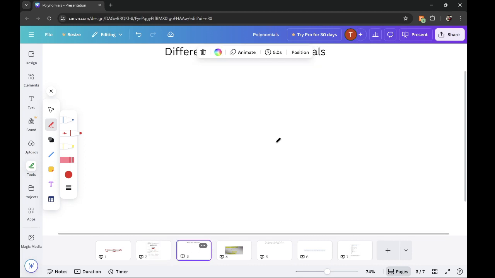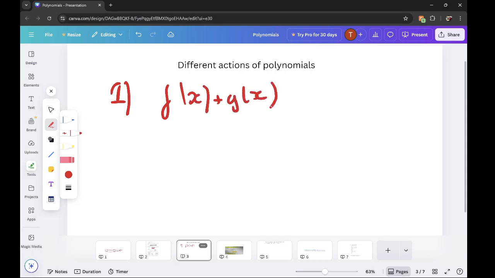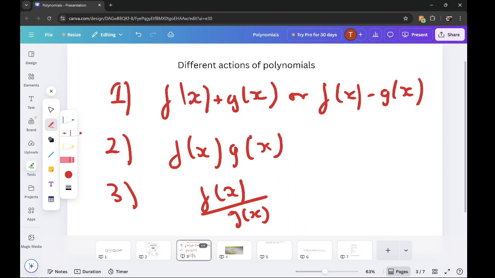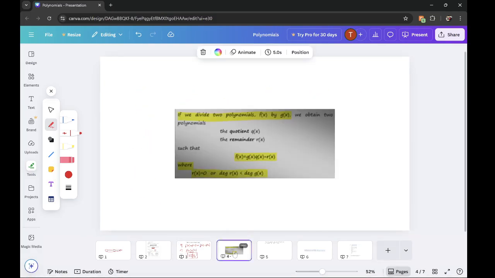Now, let's look at different actions a polynomial can take. The first action is that a polynomial can be added, or a polynomial can be subtracted. The second action is that a polynomial can be multiplied. The third action is that a polynomial can be divided. And this is what we're going to be focusing on today: division of polynomials, hence synthetic division. So let's get right into it.